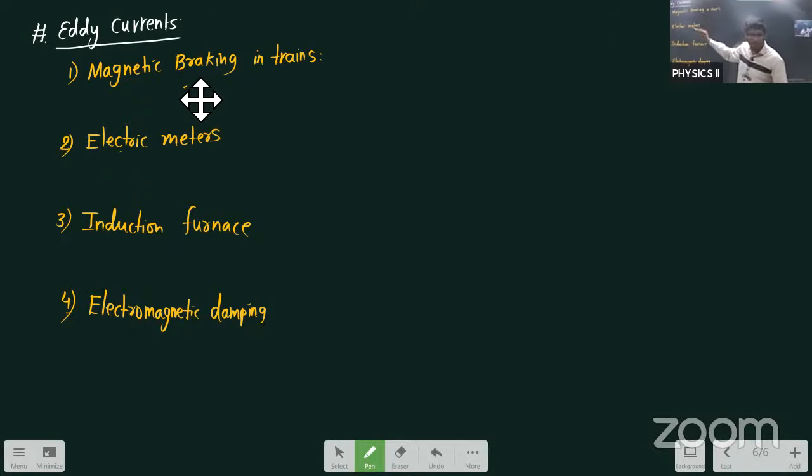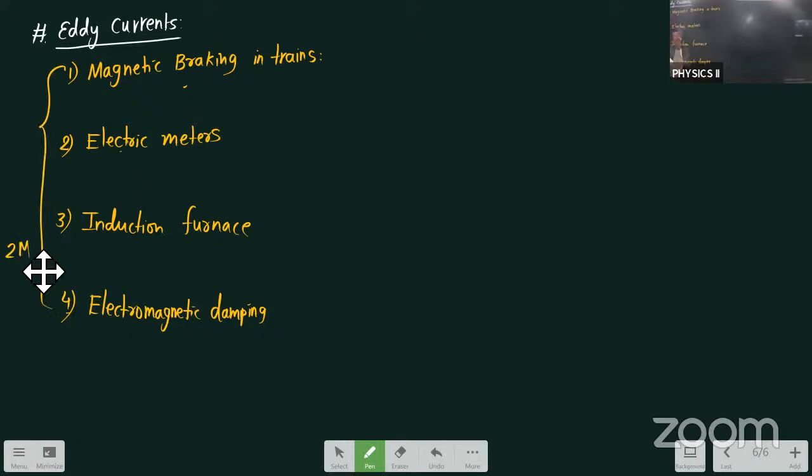Even if you are not writing all the theory, if you write these 4 points, magnetic braking in trains, electric meters, induction furnace, and electromagnetic damping, you will get 2 marks. Even if you don't write the definition or explain, at least writing these 4 points gets you 2 marks. But if you explain, you will get another 2 marks.